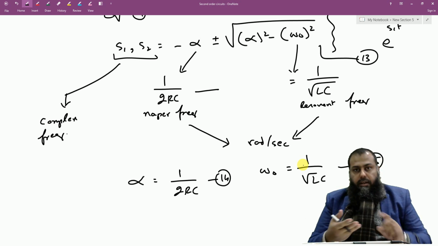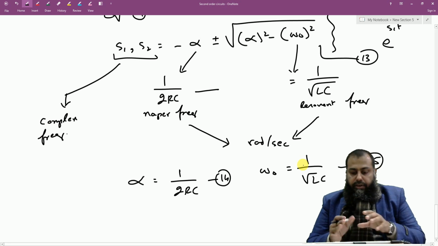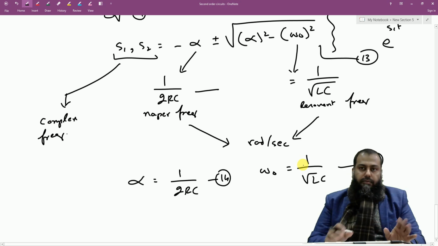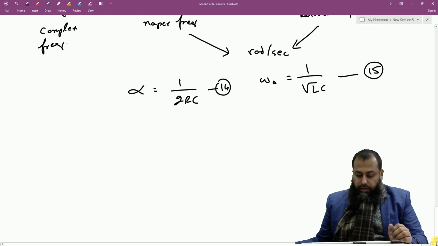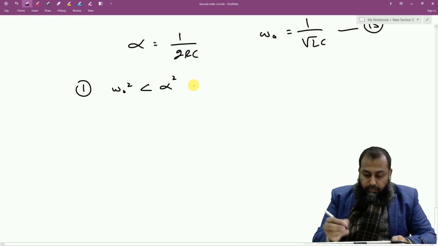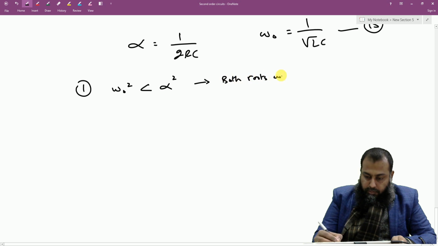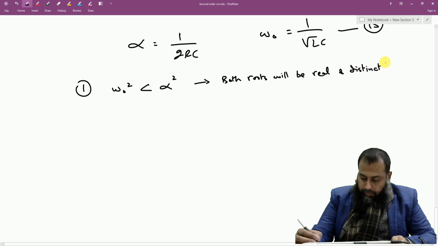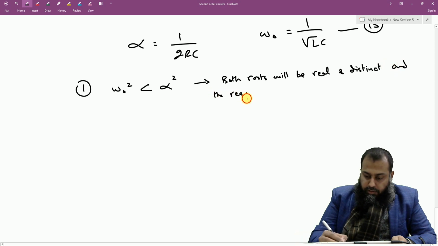So here come three different case scenarios that we need to address before we finally reach the solution of this circuit. Let me write down the three possibilities here. Possibility number one is that omega naught square is less than alpha square, right? In this case, both the roots will be real and distinct, and the response is called an overdamped response.